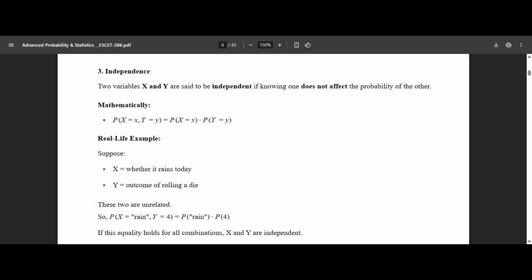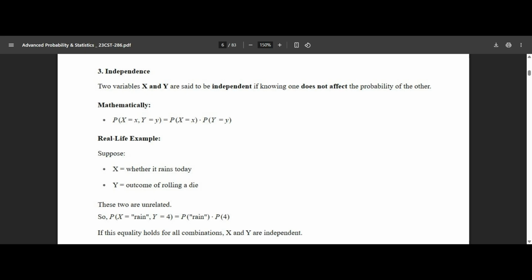Example, x equal to whether it rains today, or y equal to outcome of rolling a die. तो बारिश और एक डाइस को रोल करने में कोई देयर इज नो रिलेशन एट ऑल. सो अगर y का आउटकम 4 हुआ और इमेजिन प्रोबेबिलिटी ऑफ रेन इज 1 also, so p of 1 into 4 is 4. So this is the entire notion of independence, कि if x and y are independent then P of x comma y equal to P of x into P of y.